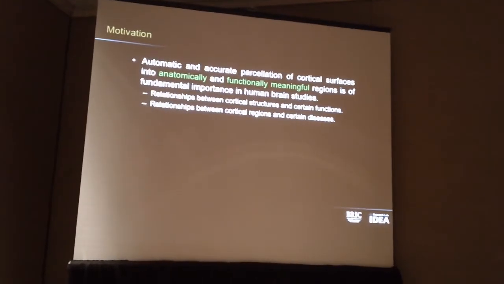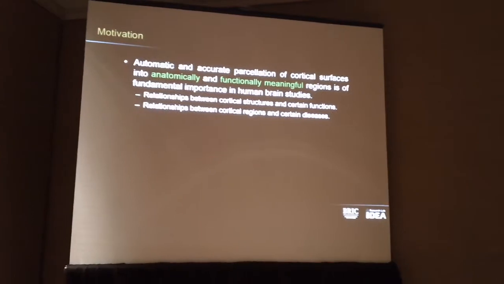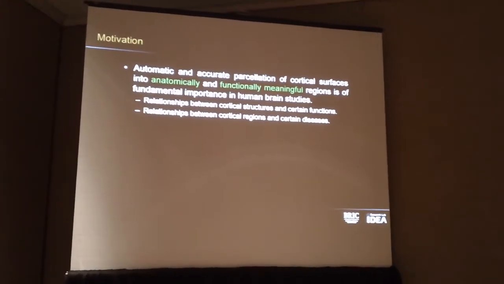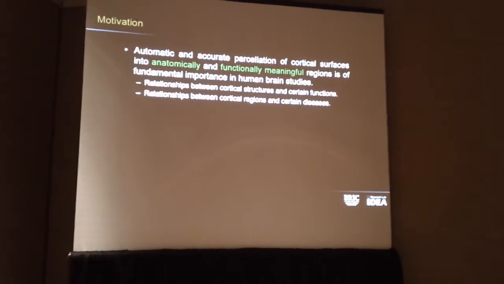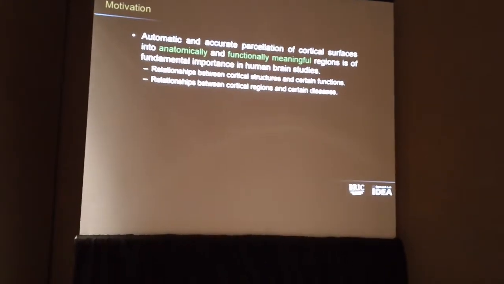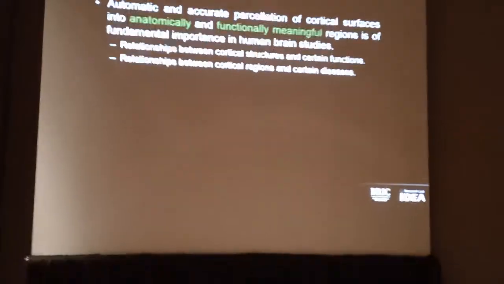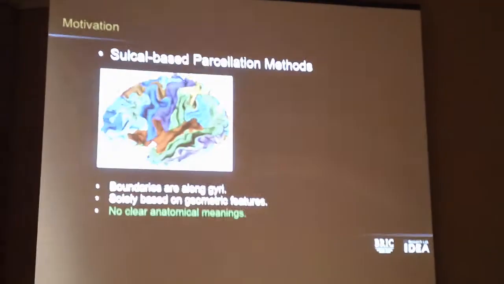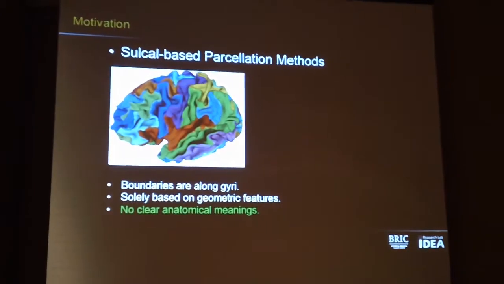Automatic and accurate parcellation of cortical surface into anatomically and functionally meaningful regions is very important in human brain studies. For example, in the study of the relationship between cortical surface and cortical structures and certain functions, or the study of the relationship between cortical regions and certain diseases. The easiest way to do the parcellation is using the sulcus-based parcellation method.